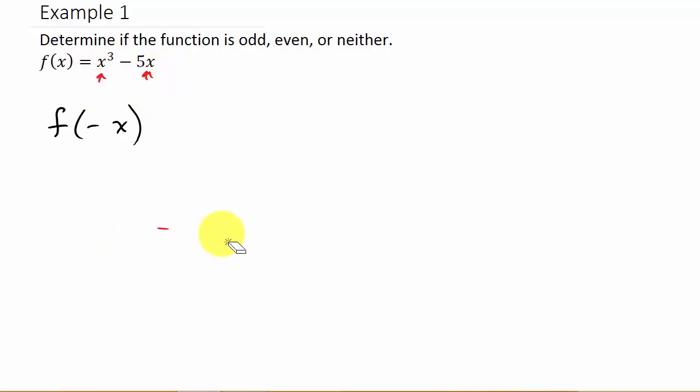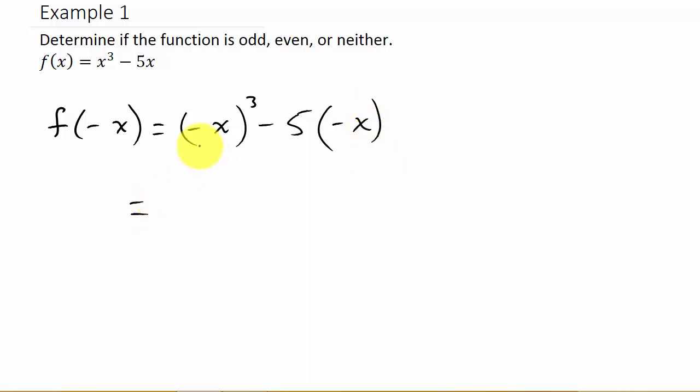Well, for f of negative x, all we're doing is replacing each x with negative x. So that's negative x cubed minus 5 times negative x. Negative x times negative x is x squared, and then x squared times negative x would be negative x cubed, and then this would be plus 5x. The negative and the negative give us the positive.